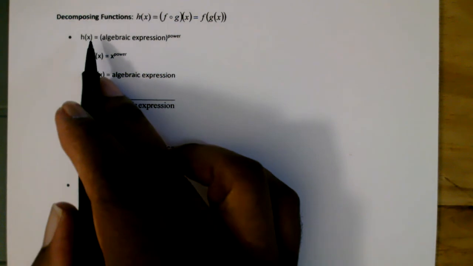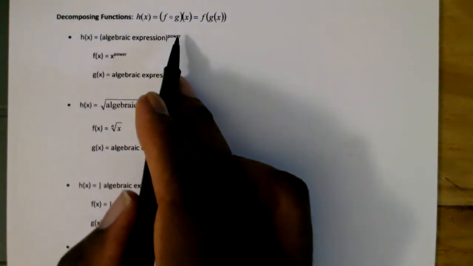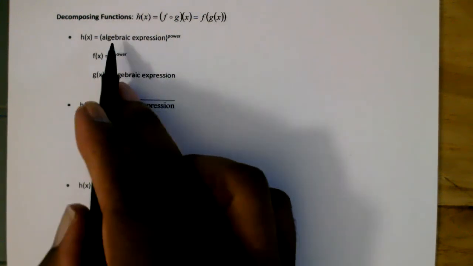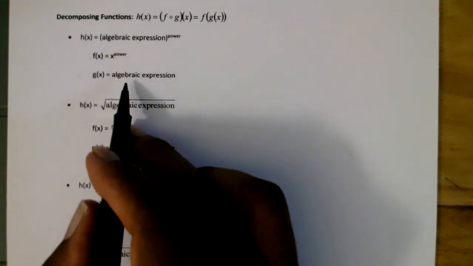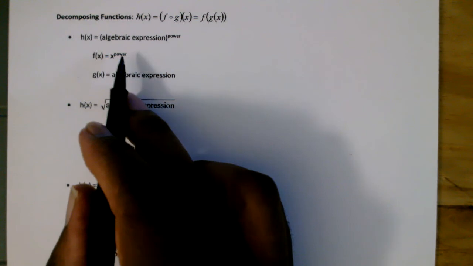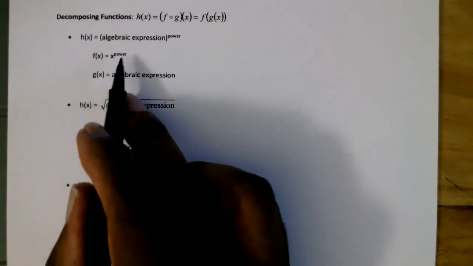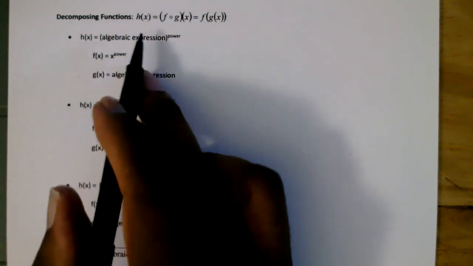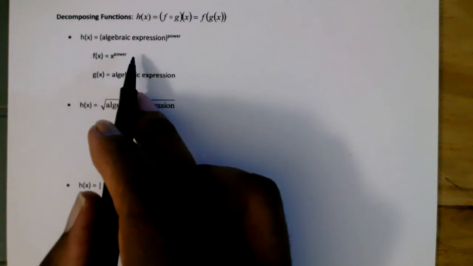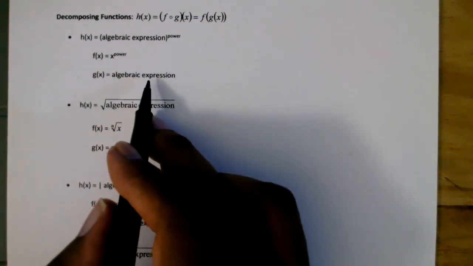If you have h of x equal to some algebraic expression raised to a power, the inside function is going to be g of x. So that means your algebraic expression on the inside will be g of x. And f of x would be x to some power, because g of x was substituted for x in f of x to get this. So f of x will be x to some power, g of x will be some algebraic expression.